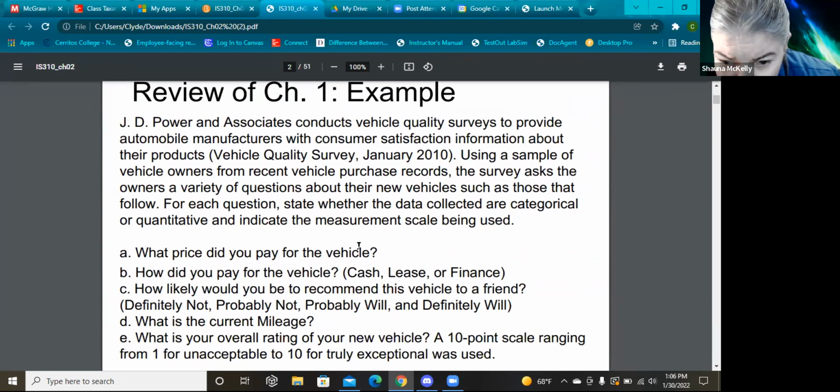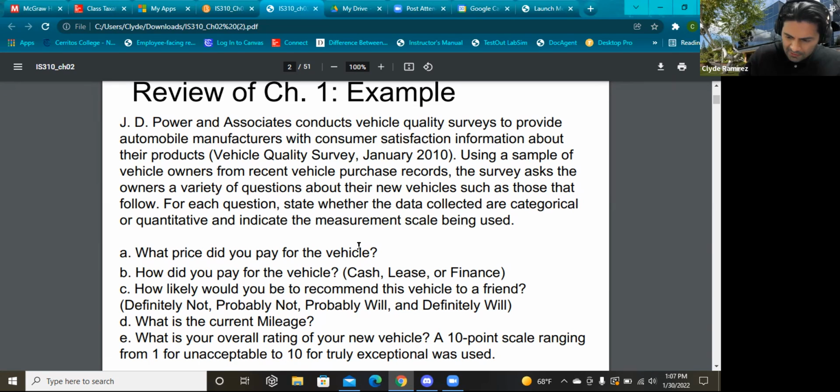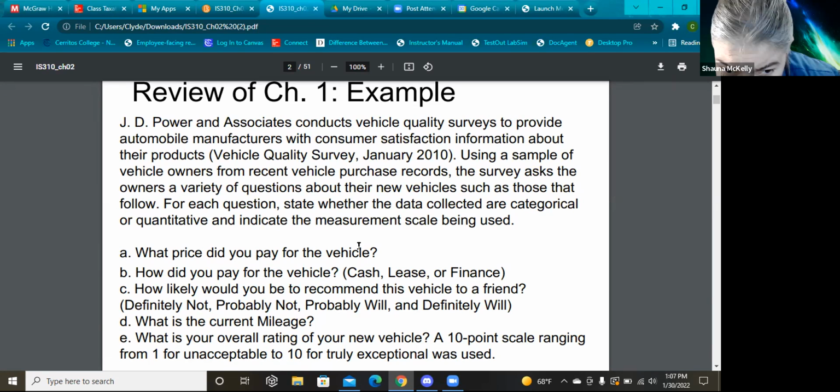So remember, categorical is the same thing as qualitative with an L. And numerical and quantitative are the same. So you're using categorical and quantitative in your book. Categorical means that it's qualitative, and quantitative means that it's numerical.